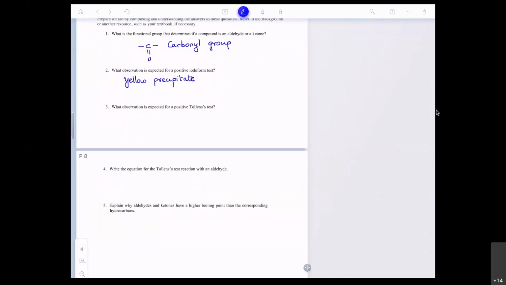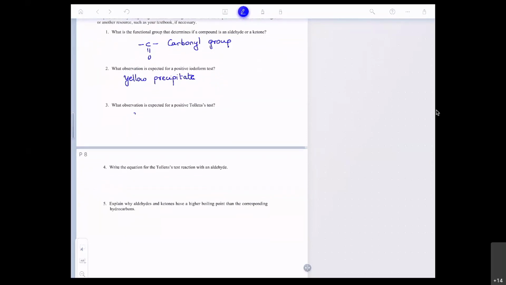For the positive Tollens test, we are expecting a shiny silver mirror coating on the inside walls of the glass. So we're really not looking for an organic compound here, it's just the silver, okay?